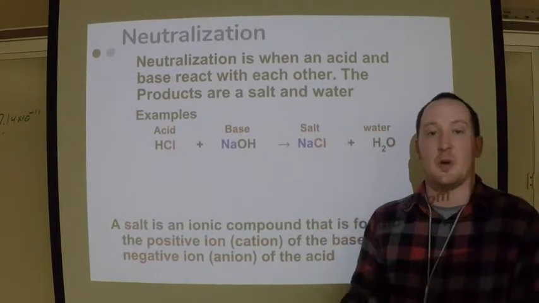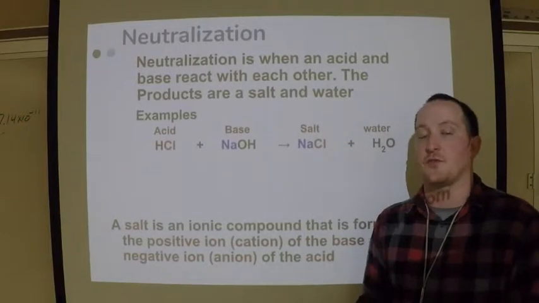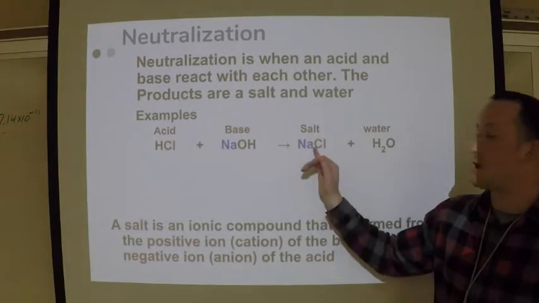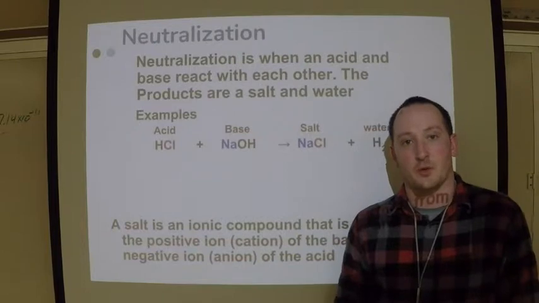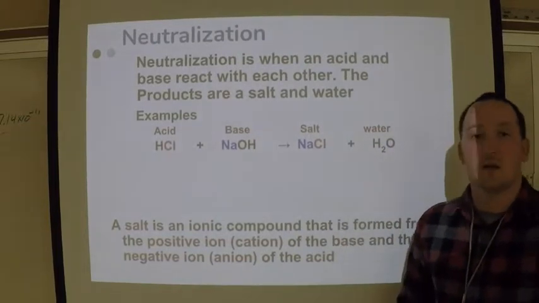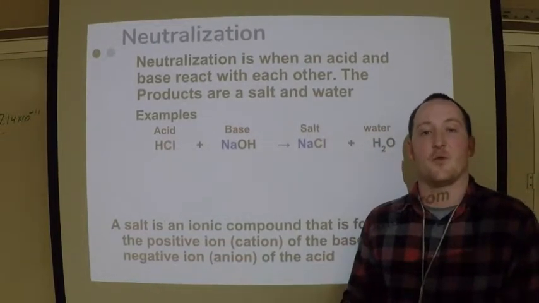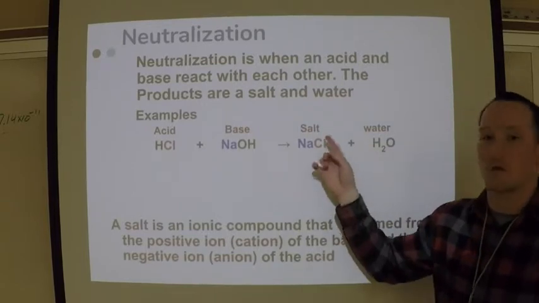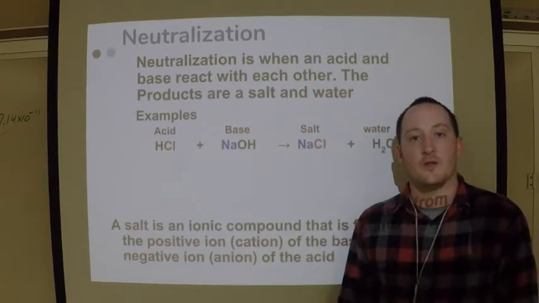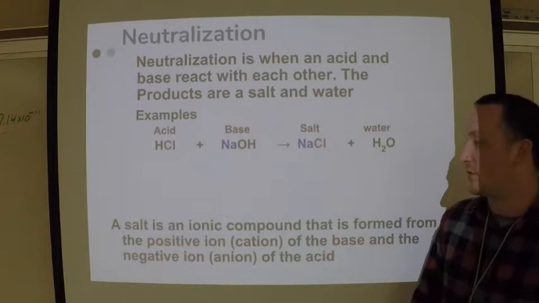Don't forget, you have to crisscross your charges if you want to get the right formula for that. Sodium is in the first column, meaning it's a +1 charge. Chlorine is in the 7th column, meaning it forms a -1 charge. So when I crisscross those charges, that gives me 1s as subscripts, but I do not write 1s.